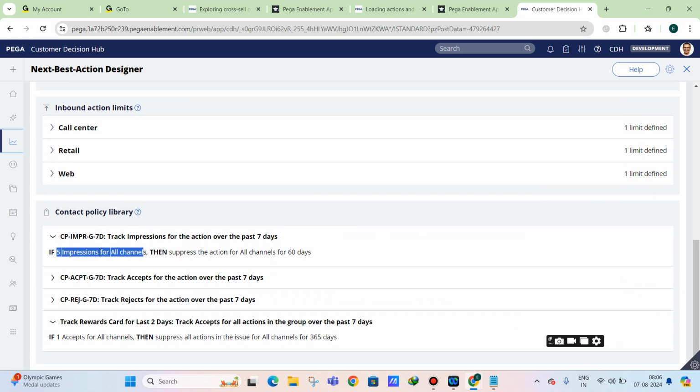Impression means seeing that particular offer. For example, you sent an email to the customer, so an email treatment. You sent one email treatment to the customer, and the customer has opened the email. That is an impression.